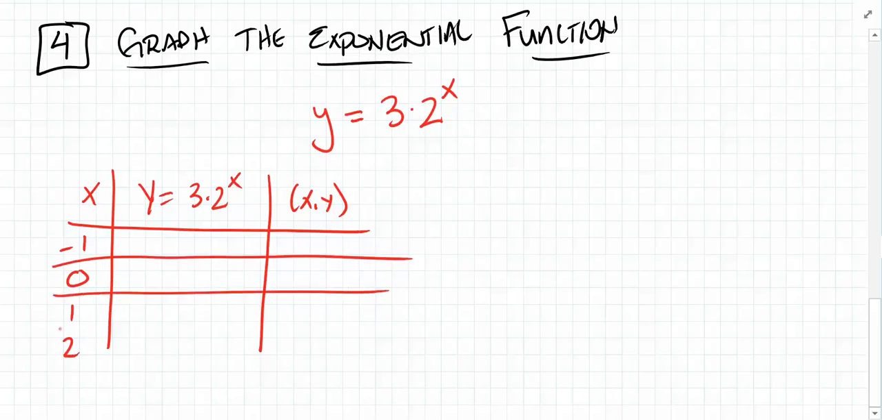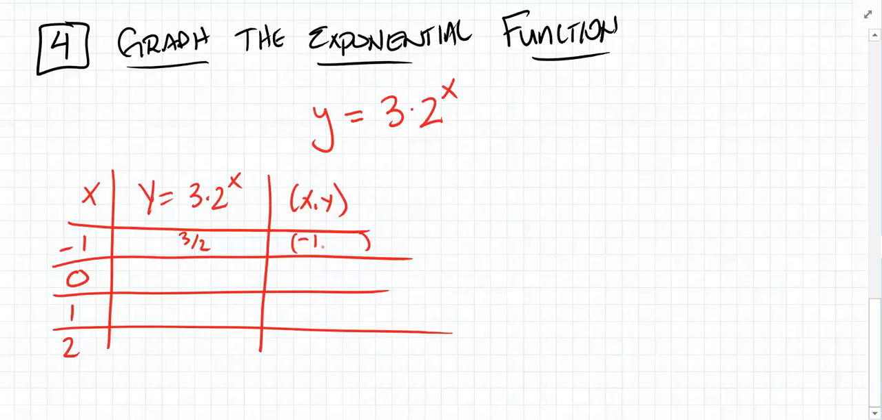So if I plug in a negative 1, what's 2 to the negative first? That's 1 half. What's 1 half times 3? 3 halves. Yeah, very good. So 3 halves, okay? So what point would I put on here? Negative 1, comma, 3 halves. Very good, okay?